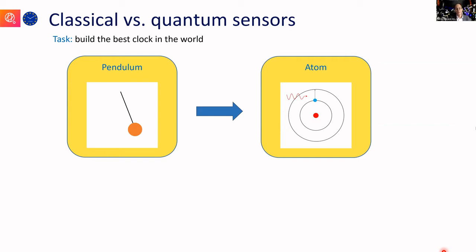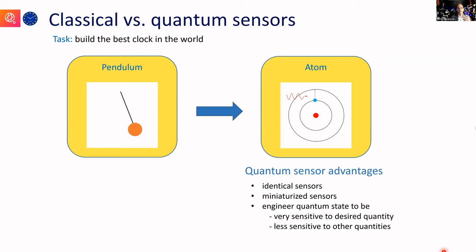So luckily we live in a quantum world, and the quantized energy levels of atoms provide you with perfect frequency references, namely the frequency of the electromagnetic radiation needed to drive transitions in these atoms. And these quantum sensors have a lot of advantages. Every atom of a specific isotope is identical to each other, as far as we know. And they are very small. We can build miniaturized sensors.